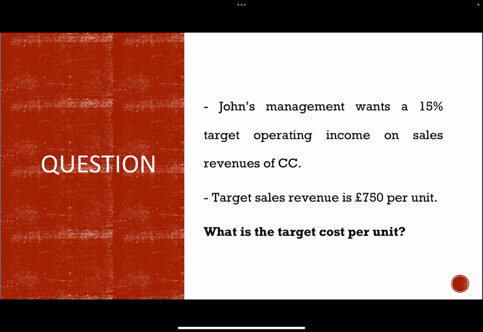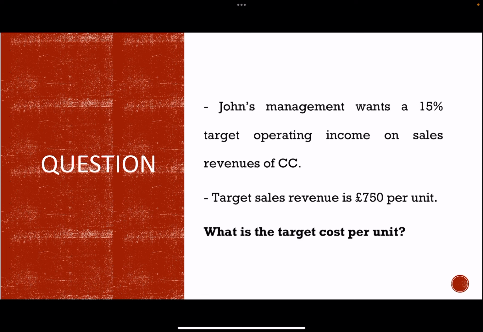Okay? We have a question, we have a case. We're going to be divided into two groups. Group A will be Mark, Sarah, and John. Group B will be Ahmad, Laila, and Michael. Each group will solve the case independently. So the case is about the target cost. Management wants a 15% target operating income on sales, and the target sales revenue is 750. So that's the selling price of the product. What is the target cost? You have 5 minutes to answer this case within your group. Thank you.